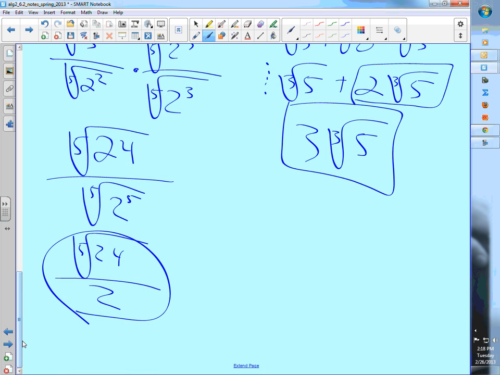Oh, right there? 5th root of 24 over the 2. And again, your goal is no fractions under the radical, no radicals in the bottom, and no perfect nth factors of the radicand. So in other words, there can be no perfect 5th factors of 24. And there aren't. The biggest you can get is a cube out of that.